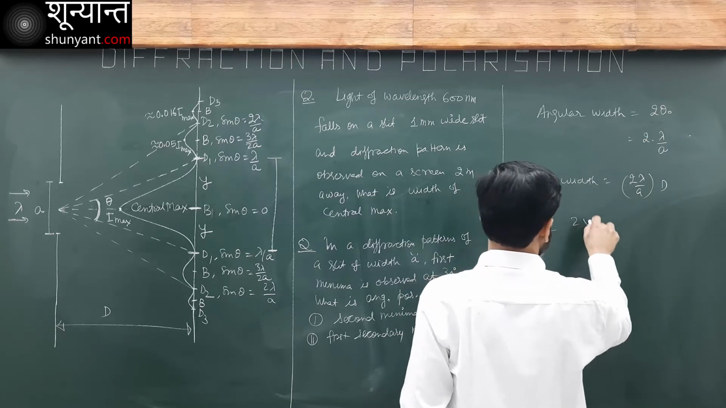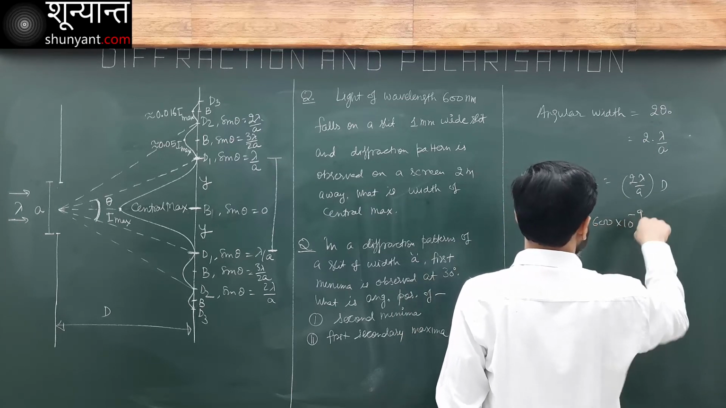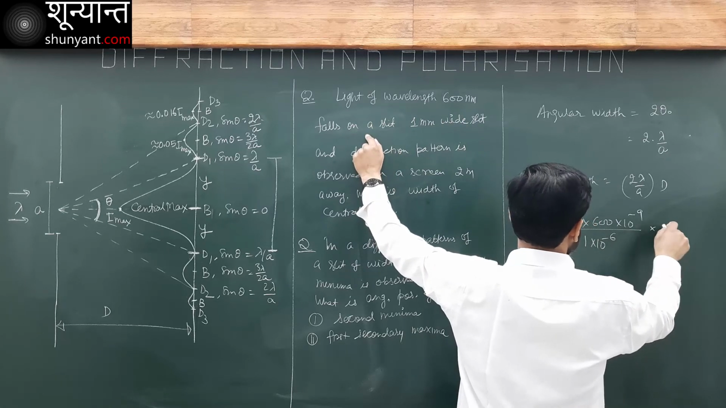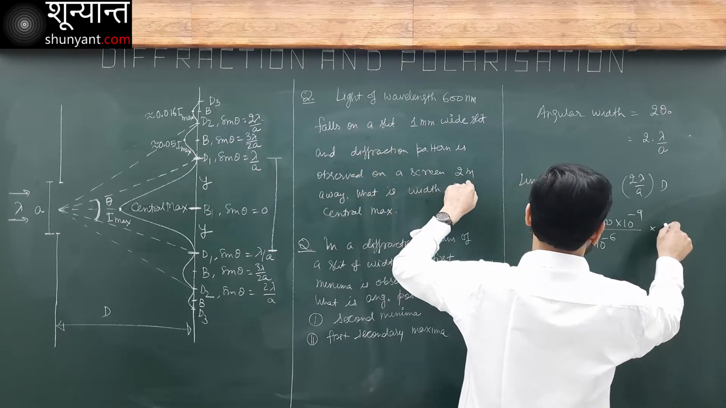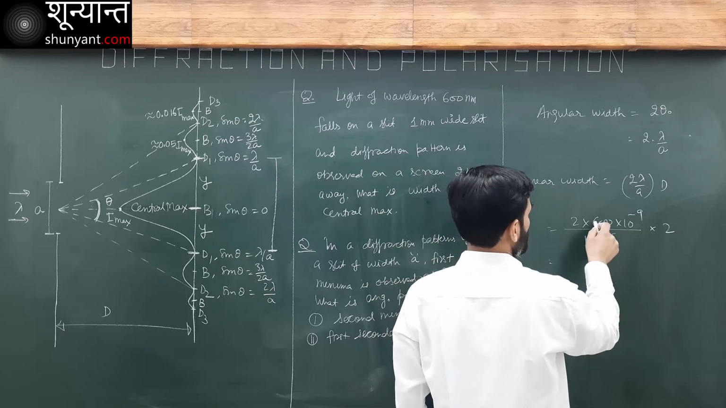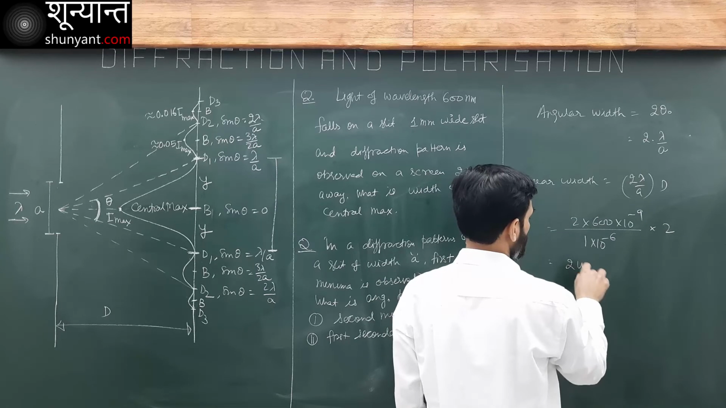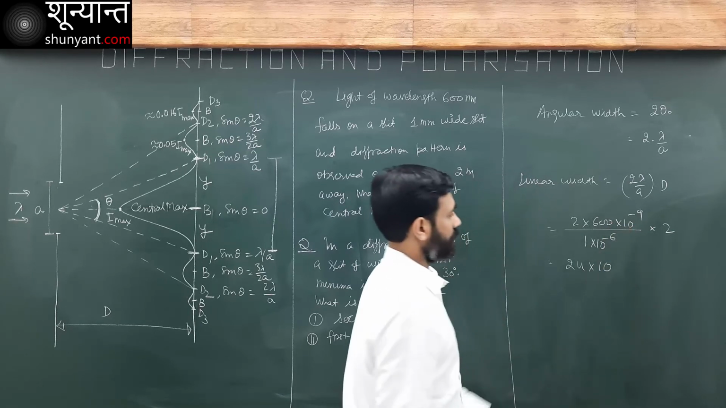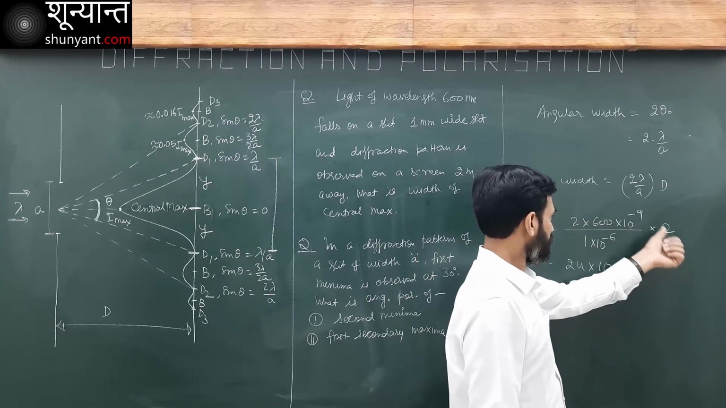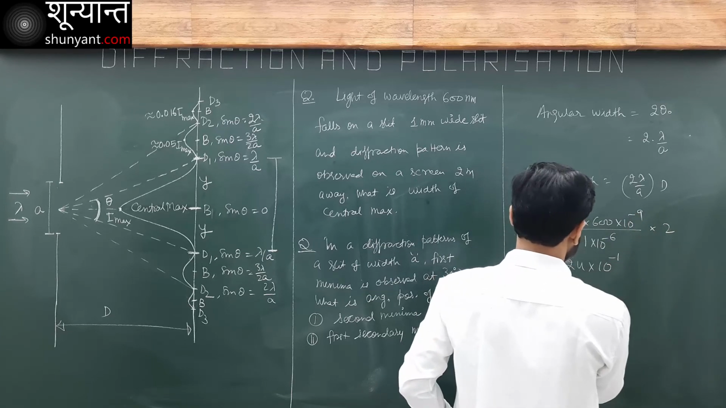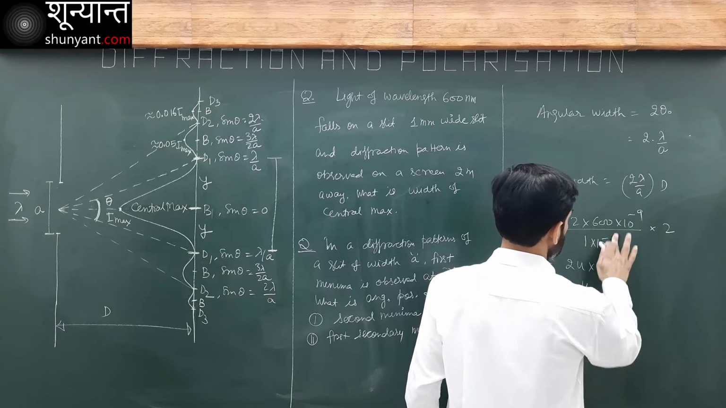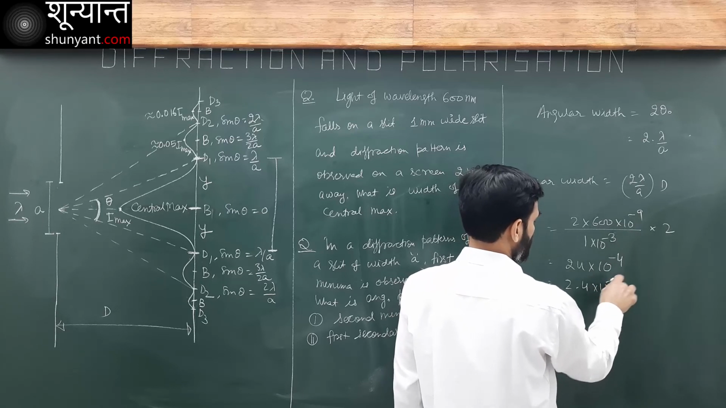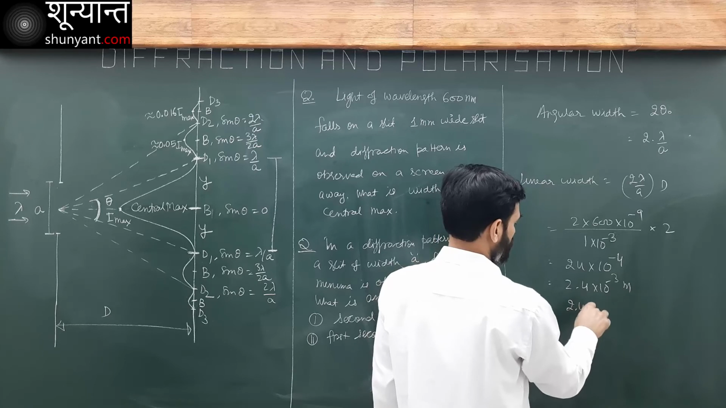Now we have this answer: 2 times 600 times 10 power minus 9 meter over a, 1 mm, 1 times 10 minus 3, times D. D is 2 meter. We have 2 and 2, 4 and 6, 24 into 10 power minus 7, minus 1, so this becomes minus 7, minus 4. So 2.4 times 10 minus 3 meter, it will be 2.4 millimeter.